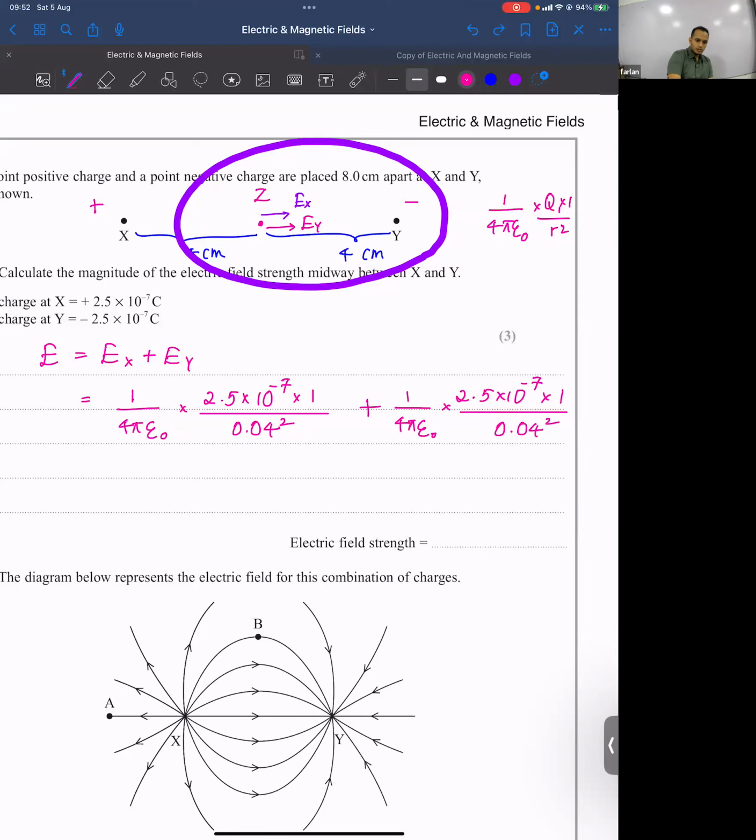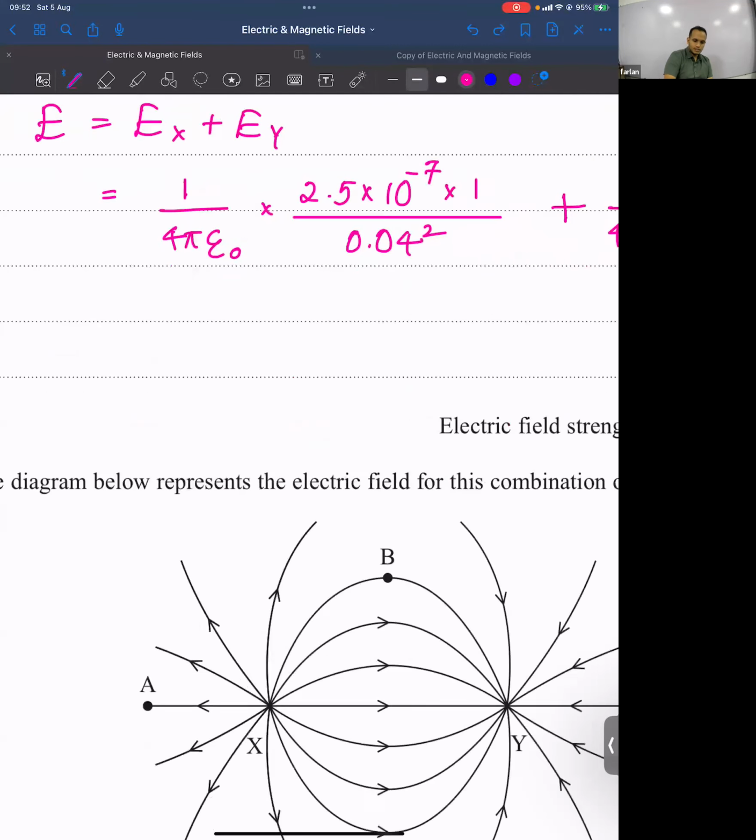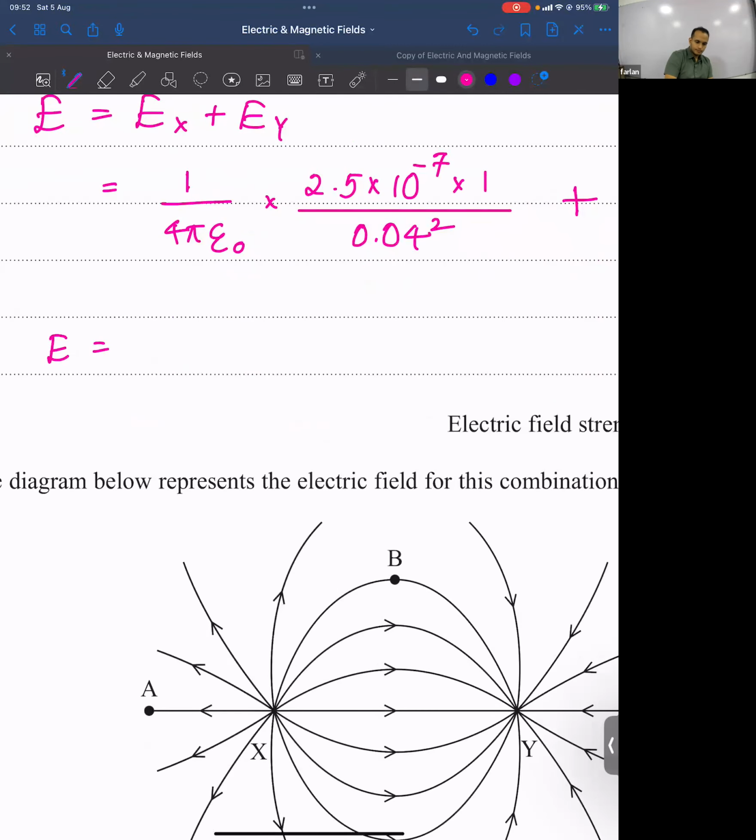No, I'm using E equals F over Q. The force per unit charge, right? So the F is 1/4 pi epsilon naught Q1 into Q2 over R square. This is the F, right?